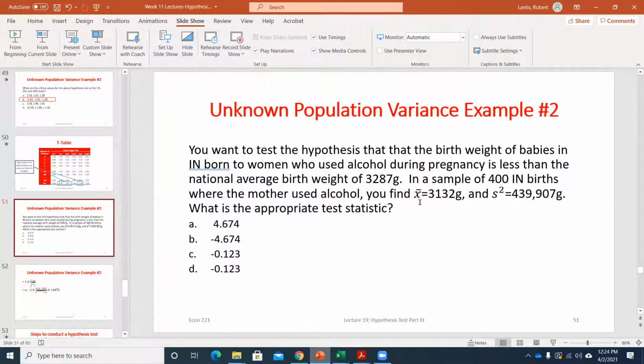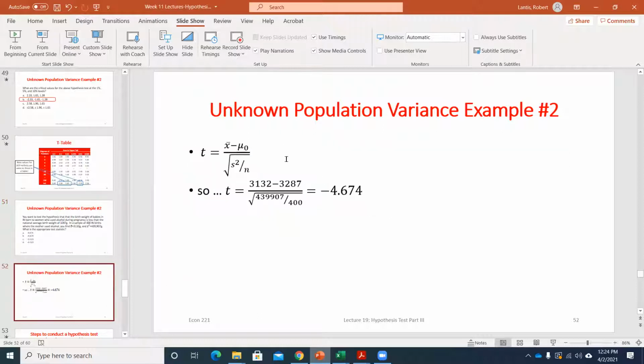It's going to be the sample mean I found is a certain number of standard deviations below. So right away, I can rule out A. I know it's B, C, or D. Once I plug those values into my test statistic equation, I end up with negative 4.67 if we round to the second decimal.